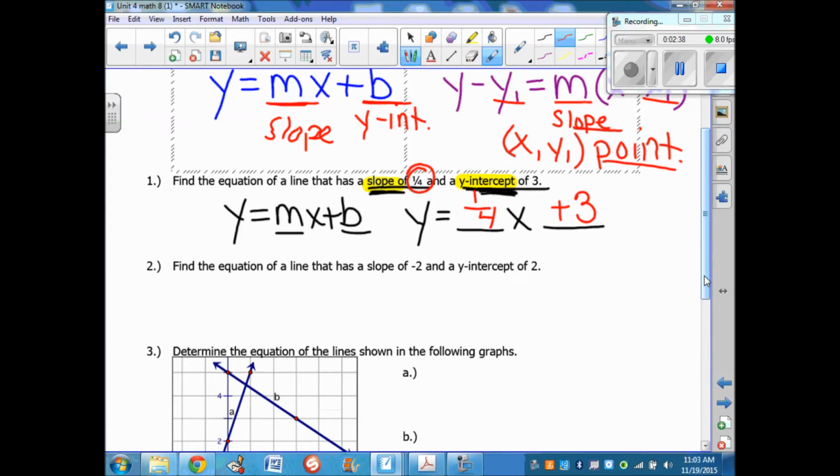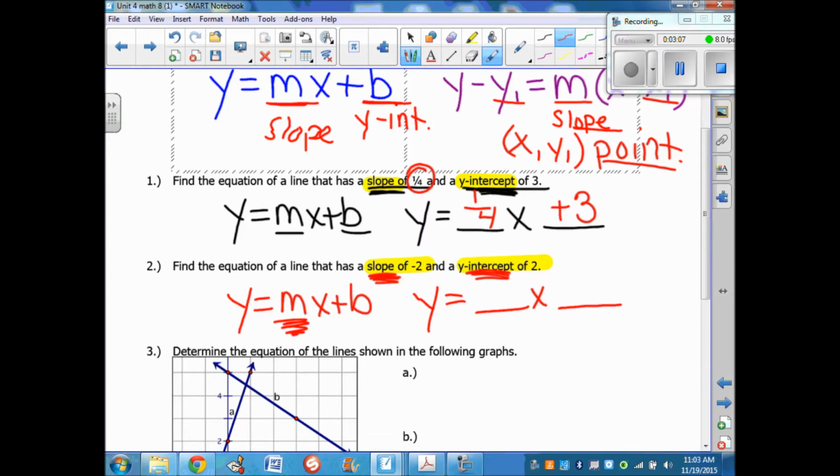Now let's see what the next one says. Find the equation of a line that has a slope of 2, so let's highlight that key piece of information, and a y-intercept of 2. So again, we have something about the slope, we have something about the y-intercept. We're going to use slope-intercept form. So y equals blank x blank. Remember, the slope comes first. That's in front of the x. And then the y-intercept is after the x, plus 2. You just wrote the equation.